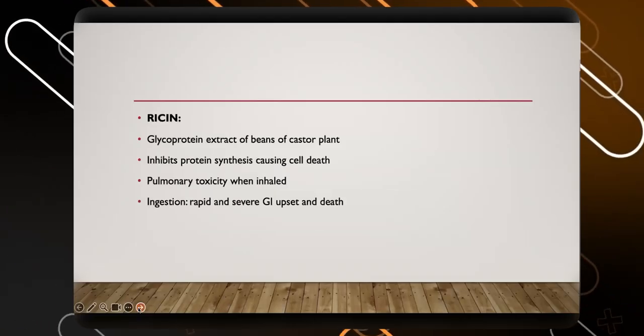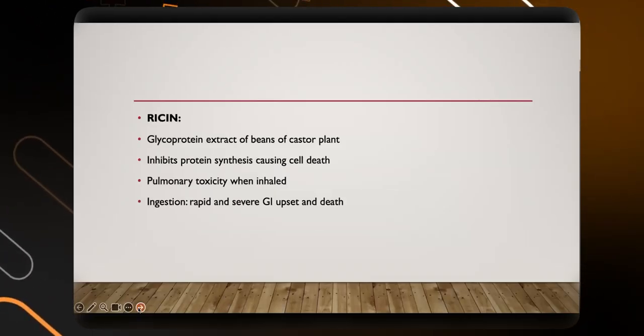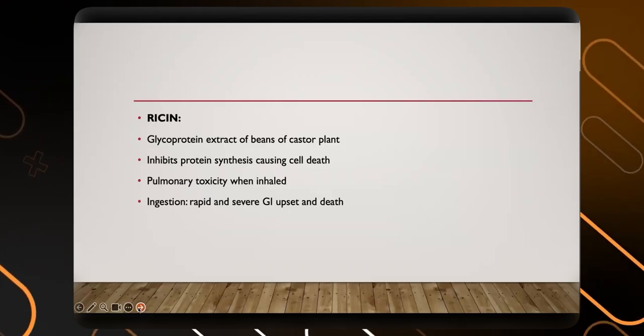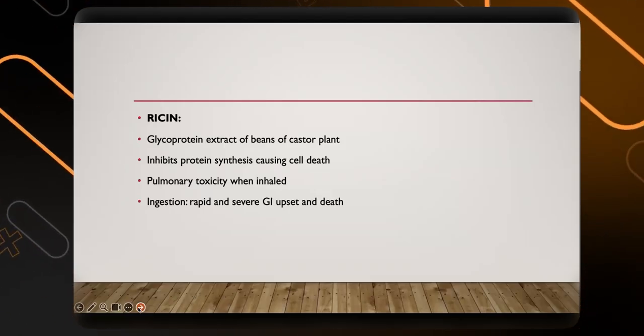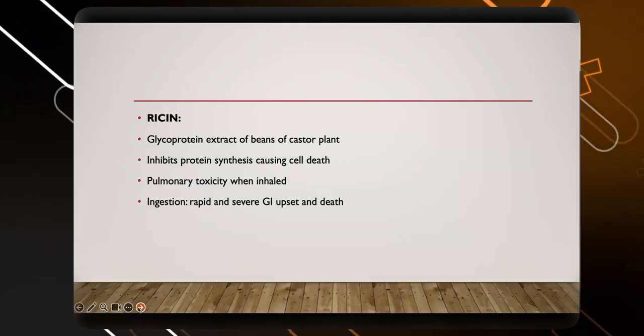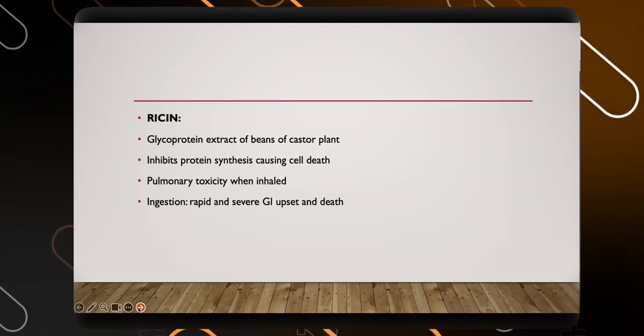Now, the next one is ricin, which is a glycoprotein extract from the beans of the castor plant. It inhibits protein synthesis, causing cell death, pulmonary toxicity when inhaled, and ingestion leads to rapid and severe GI upset and death.